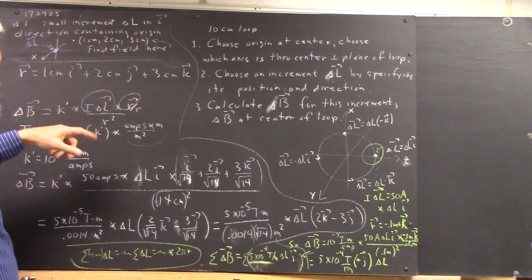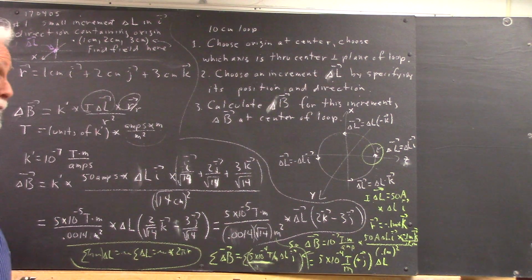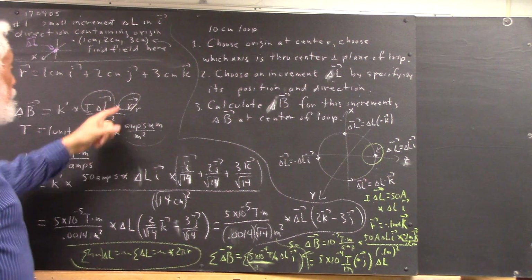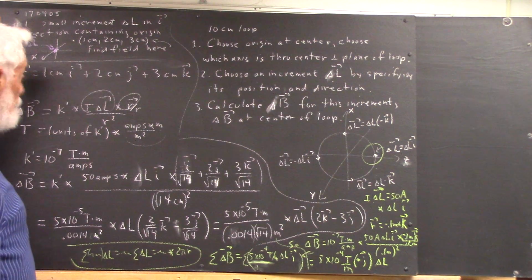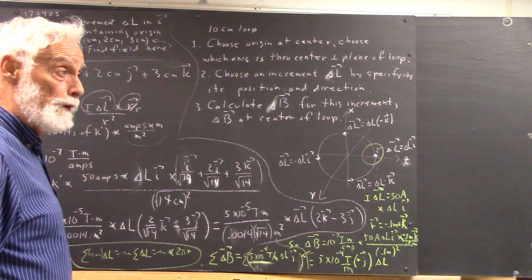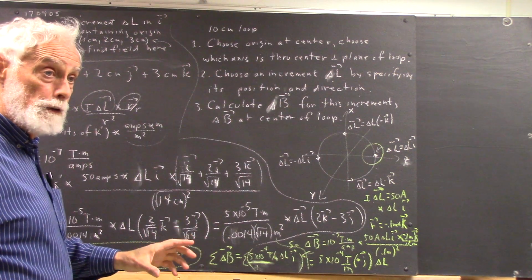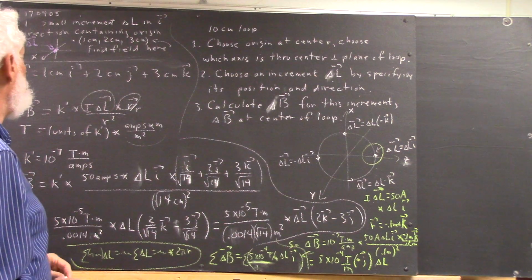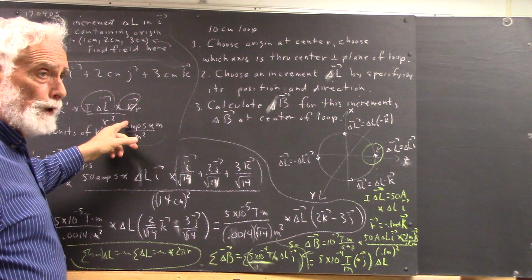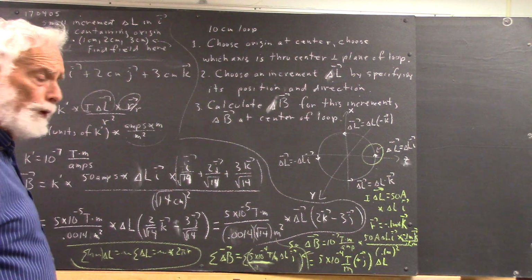The I delta L is our current times our delta L increment. The R vector is what? It's the vector from our increment to the point at which we're trying to calculate the field. That's stated very clearly. The text states it very clearly. I believe I've stated it very clearly. And you have to know that. You have to know what that R vector is because it's the key to this whole thing.